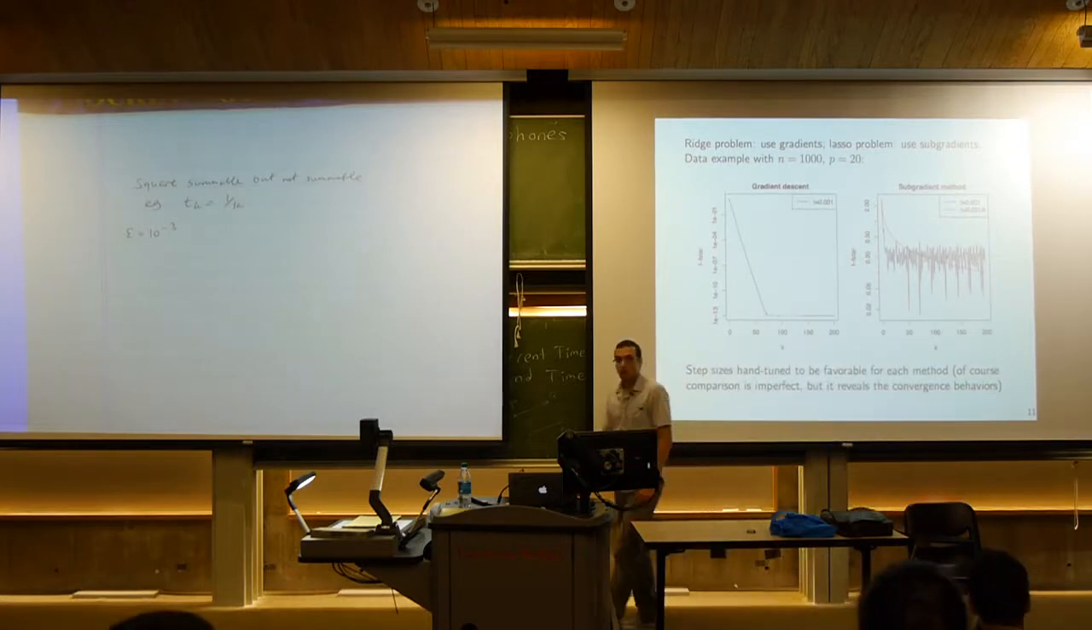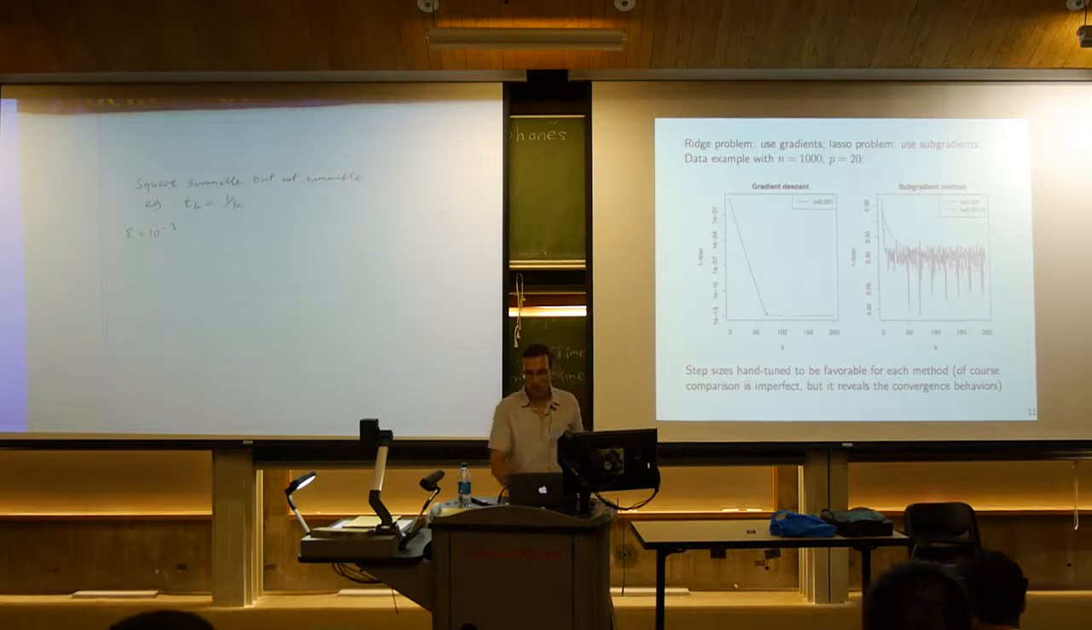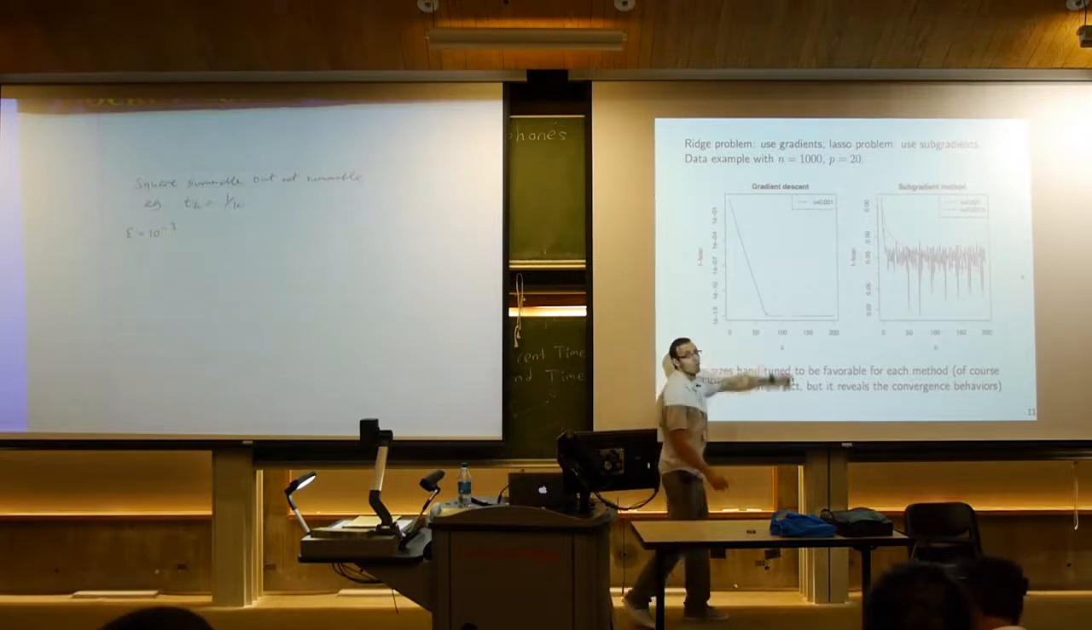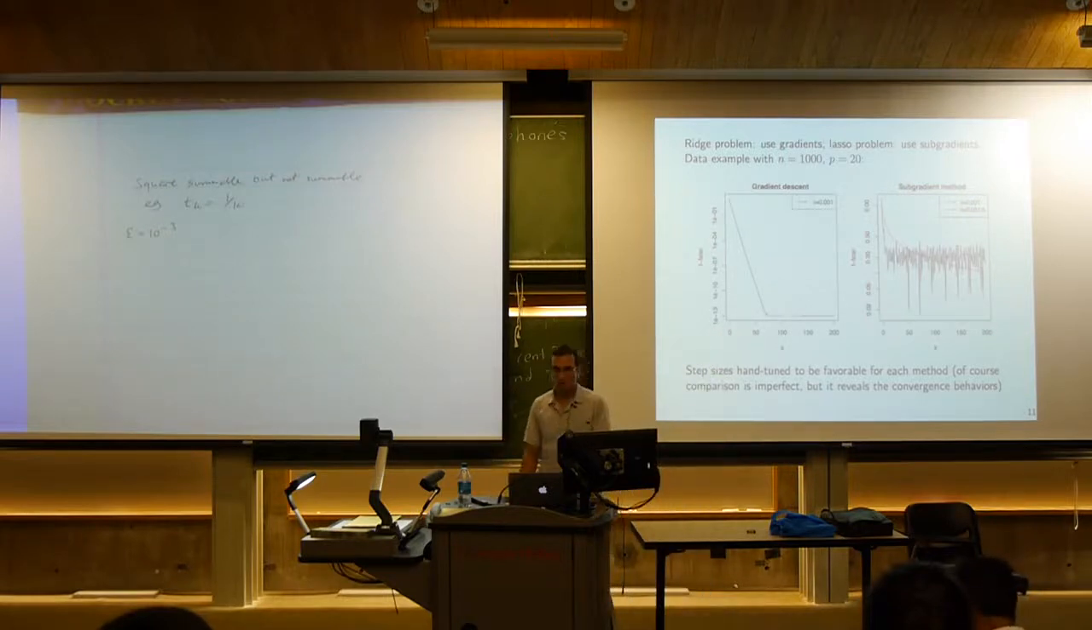If we want a more accurate solution, then we have to take a diminishing step size. So here I've taken 0.001 divided by k. That's my choice of step size at iteration k. That's in red. You can see it's descending, but a lot more slowly than gradient descent would. So it's just a comparison in terms of the convergence behaviors.